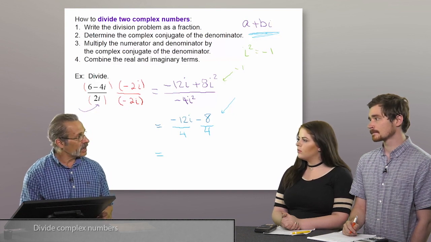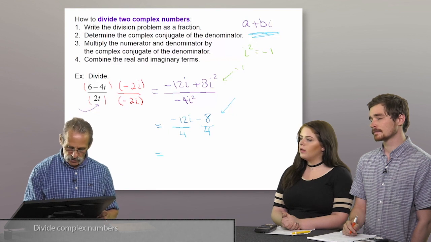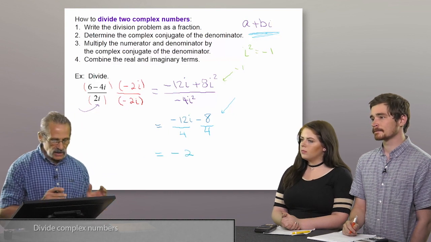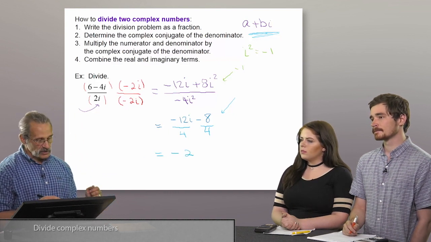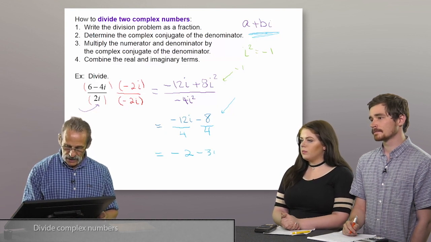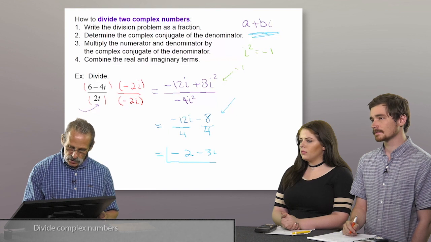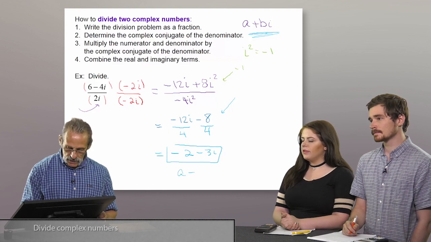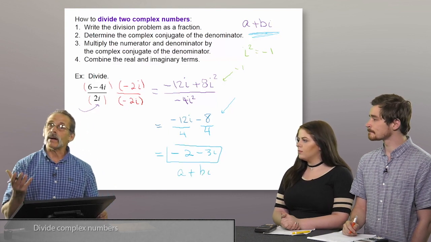Actually, I said negative 8 divided by negative 4, but it's negative 8 divided by positive 4, which is negative 2. And then negative 12i divided by 4 is? Negative 3i. Do I have a number that's written in the proper form of a plus bi? Yes. Very good. So I can stop.